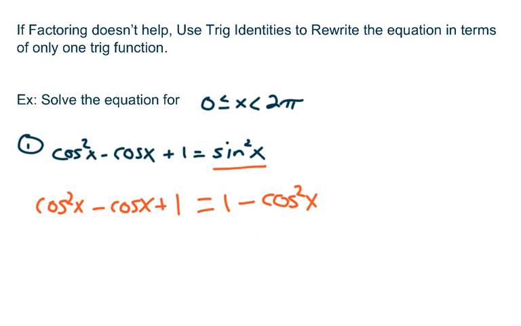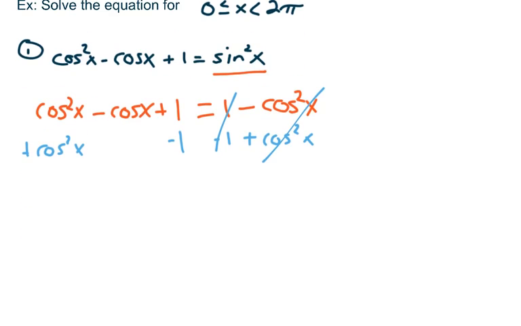Now, we need this to be equal to 0. So what I'm going to do is add cosine squared of x to both sides. I'm also going to subtract 1, and let's simplify. These two on the right are gone, so this is equal to 0. 1 minus 1 is also gone, so that's taken care of. Cosine squared plus cosine squared is 2 cosine squared of x, minus nothing to combine with the cosine of x, so it's there.